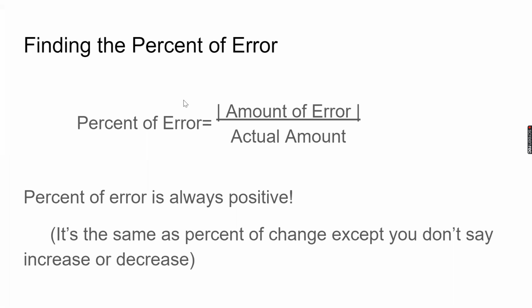Next thing I'm going to talk about is the percent of error. So percent of error is always going to be positive, just like the last one was. It's going to be the same as percent of change. It's just a different way of thinking about it. This time, though, we're not going to say it's an increase or a decrease. We're just telling how much it was wrong. So error means something happened that was wrong, and we're going to figure out the percentage of that error. So it's going to be the amount of the error divided by the actual amount. And remember that this numerator stays positive.